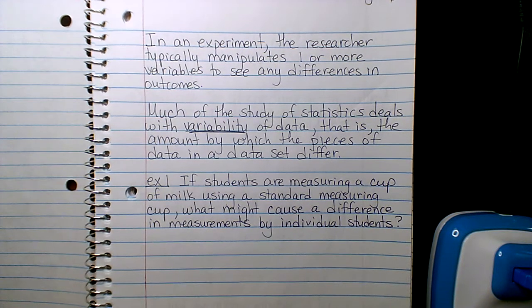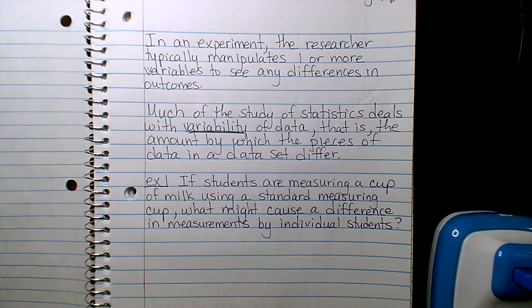Anyway, moving on. In an experiment, the researcher typically manipulates one or more variables to see if there are any differences in the outcome. Much of the study of statistics deals with variability. That is how much something changes or varies. And that's all about leaving something fixed and letting something else change and seeing how the two groups compare. That's why when we talk about medical studies with drugs, we'll have a placebo group where they were given nothing or a sugar pill, and somebody else was given an actual pill, and see how the groups compare.